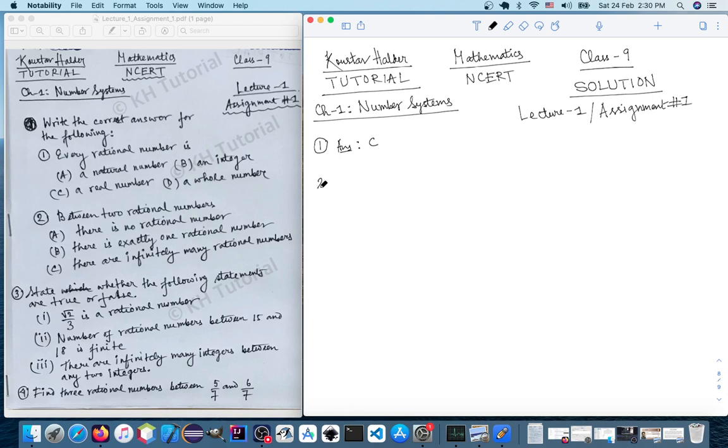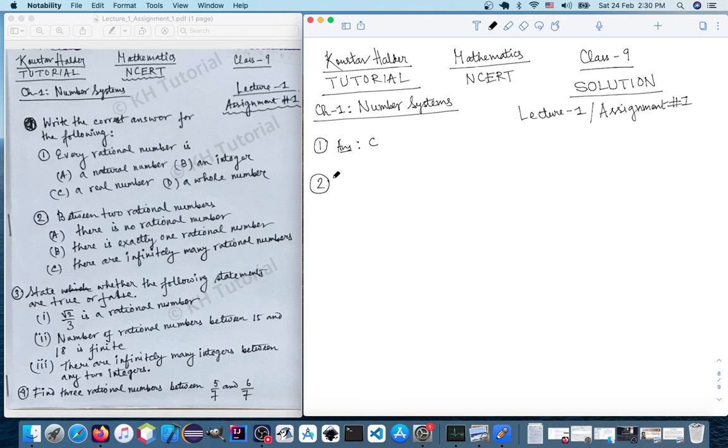Now 2. It says between two rational numbers, choice A is there is no rational number. It is wrong, because we have already learned in lecture 1 that between two rational numbers R and S there is always a rational number, which is r plus s by 2, that lies between r and s. So choice A is definitely wrong.